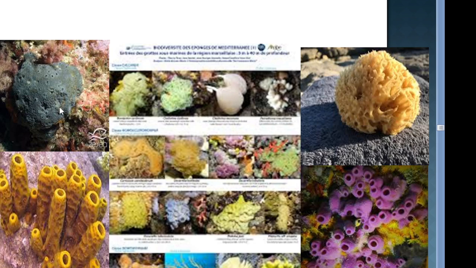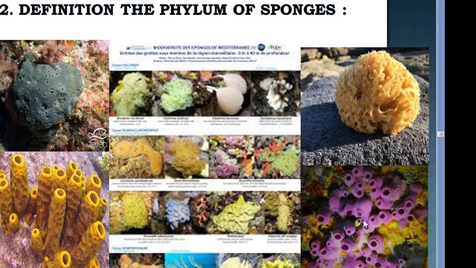Okay, so as you can see, there are different colors, different forms. Okay, but let's see that they are marine beings. Okay, and we recognized about 9,000 species. Okay, as you can see, they represent the multicellular state. Okay, so they don't have one cell, they have several cells, but they don't have tissue.